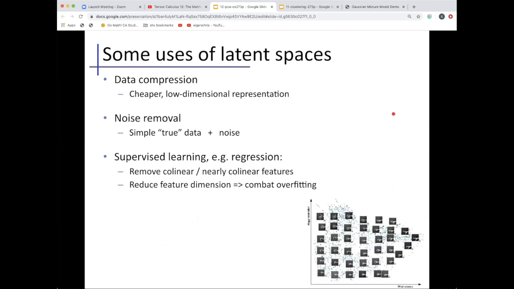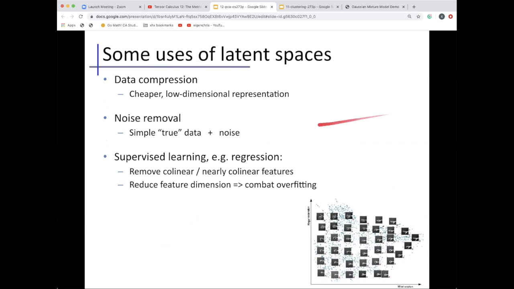So why is dimension reduction useful? There are multiple purposes for using dimension reduction. One very simple purpose is data compression. If you have high dimensional data, it makes sense to compress it into a low dimensional space such that you only need a smaller storage to keep those types of data sets. So that's one thing, data compression.